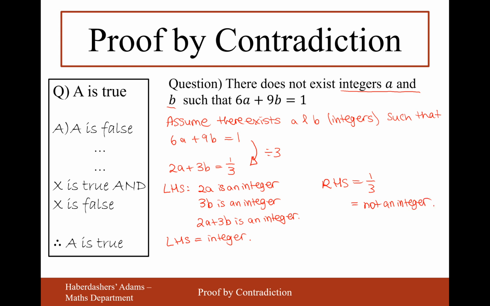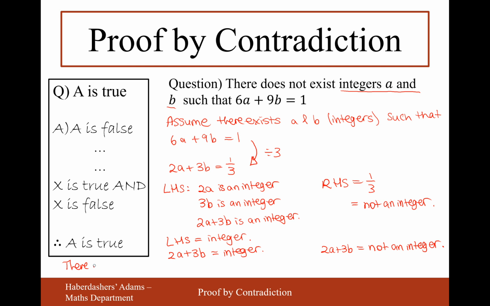And there's our contradiction, that we have 2a plus 3b, which is an integer from our logical steps on the left-hand side, and we have 2a plus 3b on the right-hand side, which equals a third, which is not an integer. So there's statement X for you. Statement X is that 2a plus 3b is an integer, and 2a plus 3b is not an integer, so it's true and false at exactly the same time. That's completely absurd, so there's the contradiction.